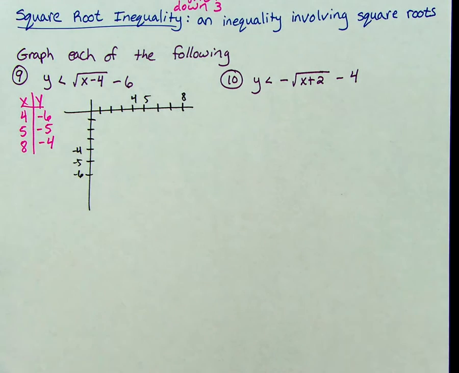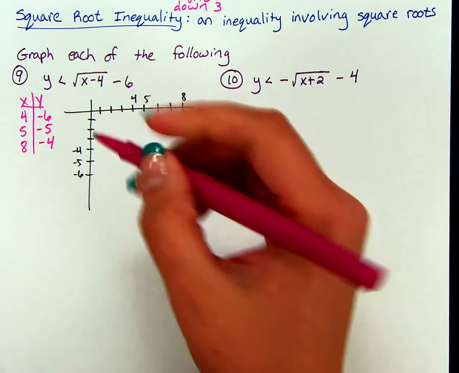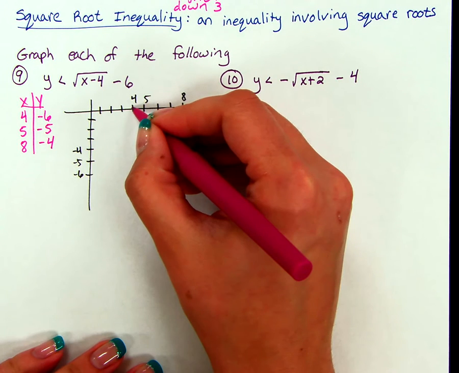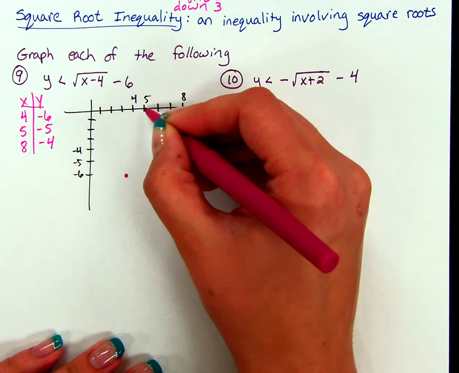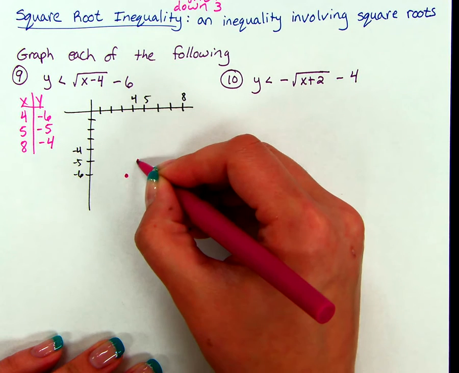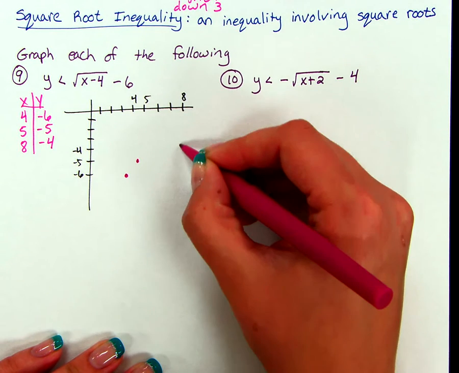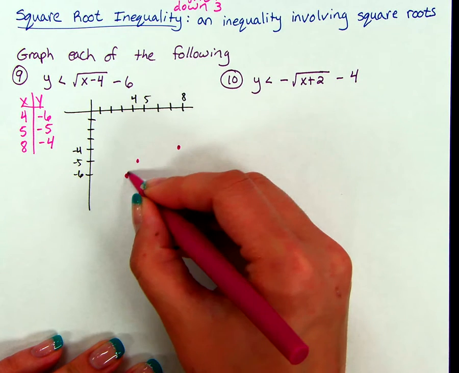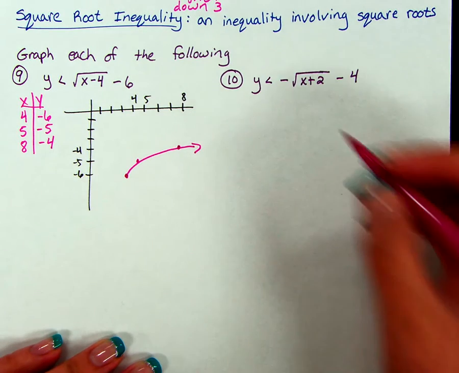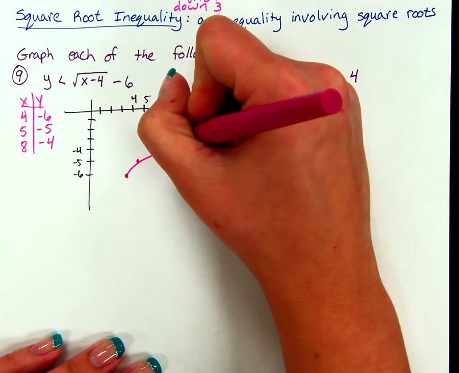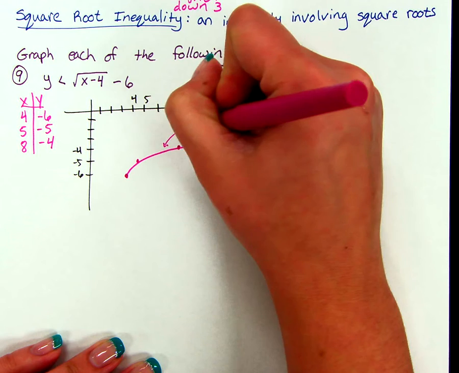So when we connect our dots, it is going to be a dashed line. So we have 4, -6, 5, -5, and 8, -4. Oh, and then I forgot to make a dash. So I'm just going to draw an arrow here. So this should be a dashed line.